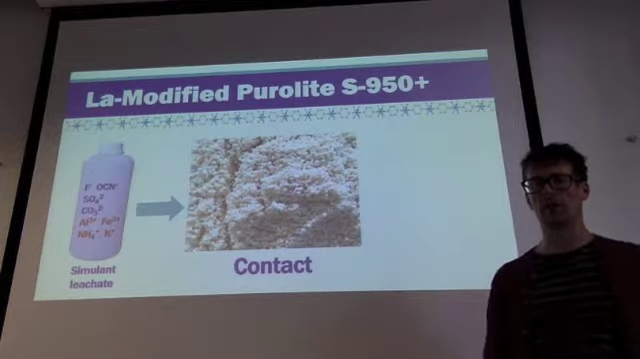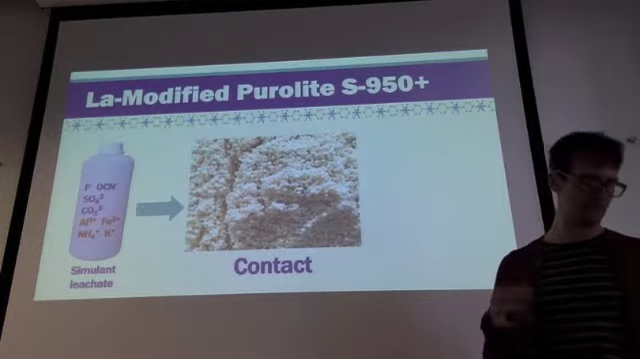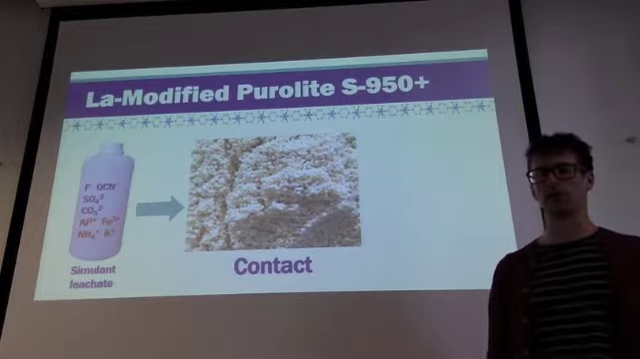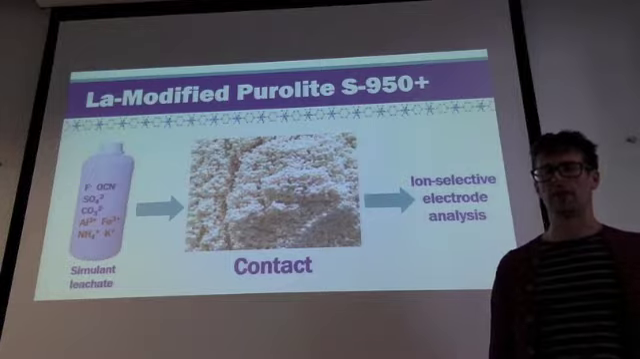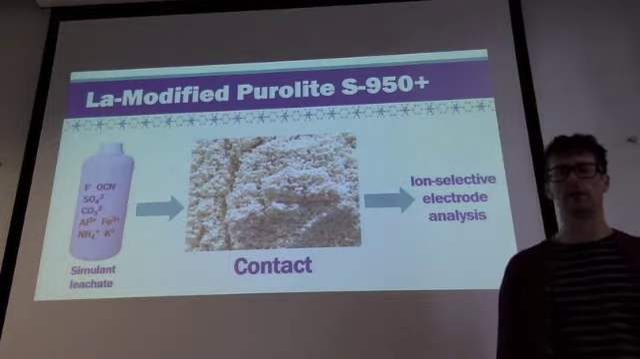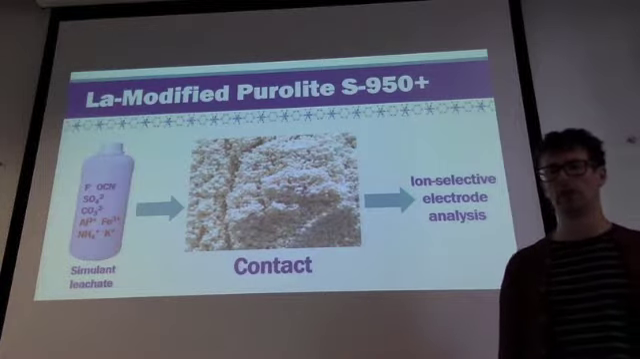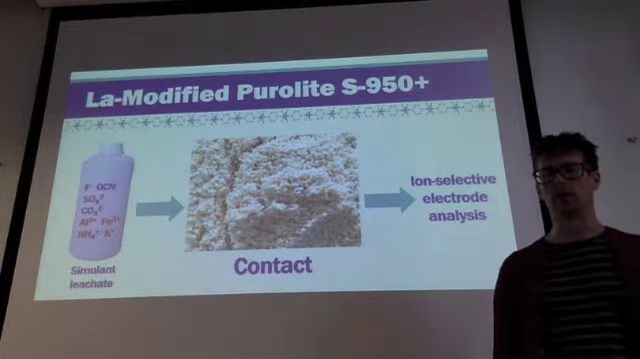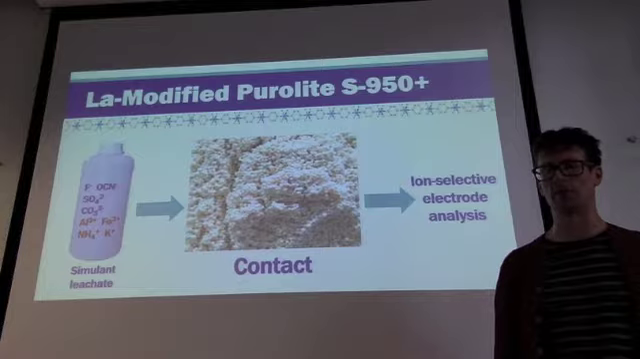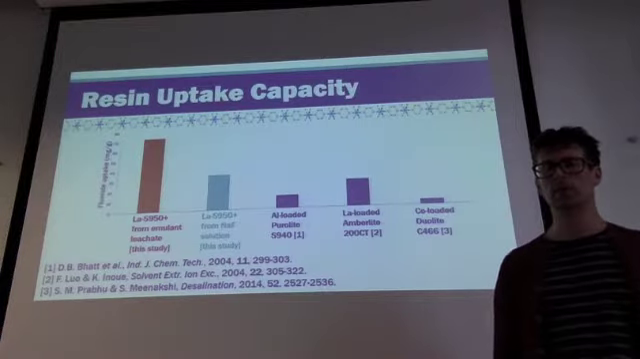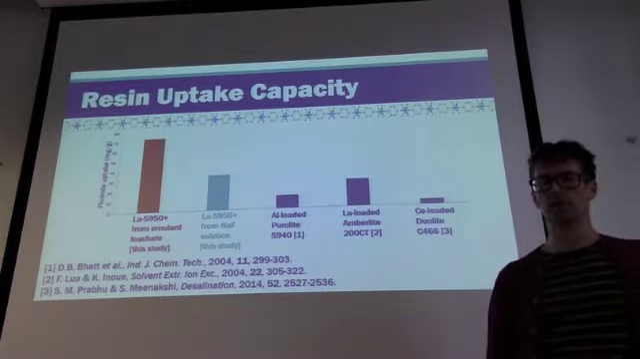We bring these two into contact with each other under controlled conditions for a defined period of time, and then we can analyse the solutions before and after contact with a fluoride ion selective electrode. From this we can derive an uptake capacity for the resin in units of milligrams of fluoride extracted per gram of resin. Let's look at some results.